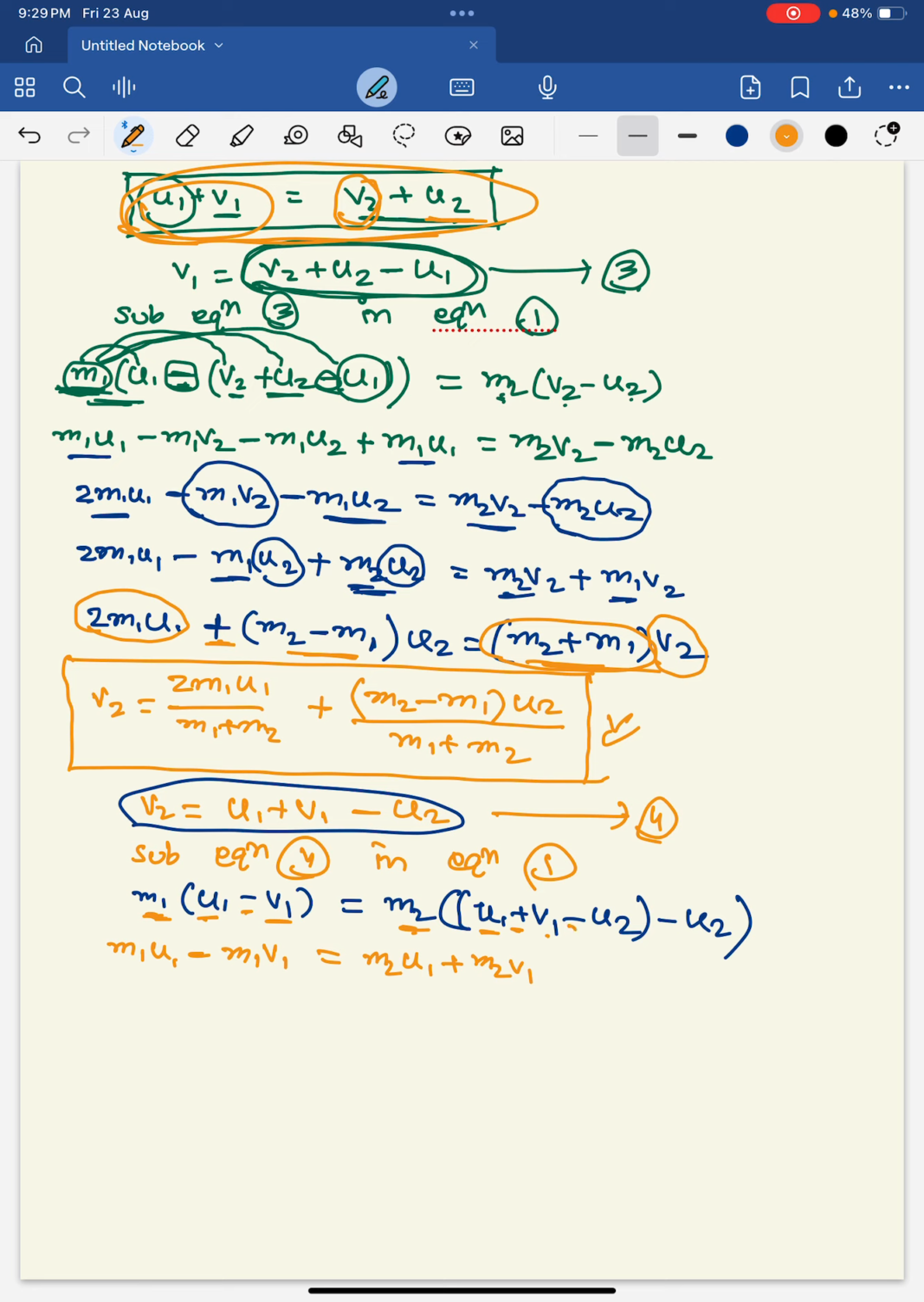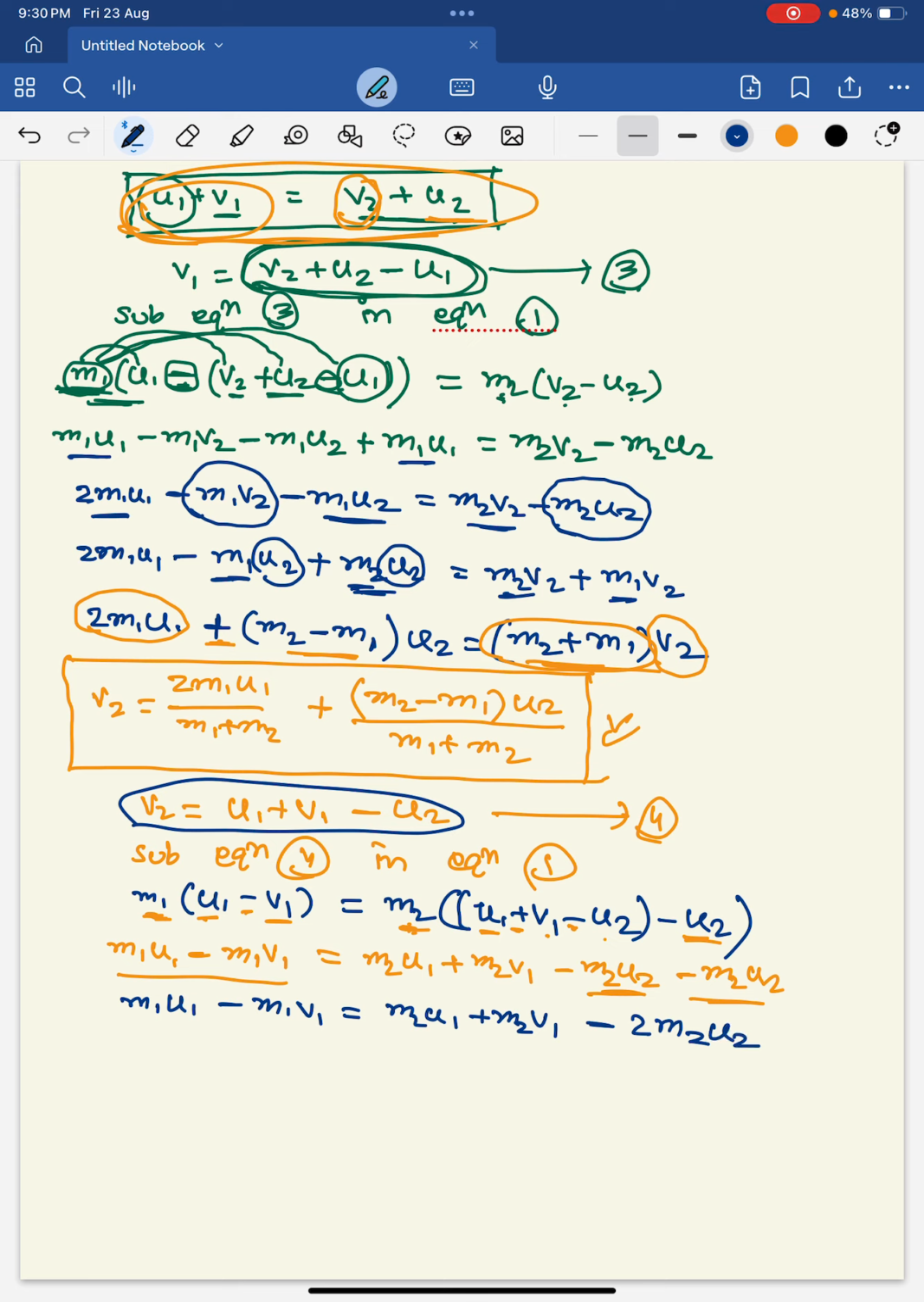M2 is multiplied with V1, minus M2 multiplied with U2. So minus M2 U2. Left side there is nothing, but right side minus M2 U2 and minus M2 U2. That means minus 2 times M2 U2. Let's see the next step. So I'm going to write the same thing. M1 U1 minus M1 V1 is equal to M2 U1 plus M2 V1 minus 2 times M2 U2.